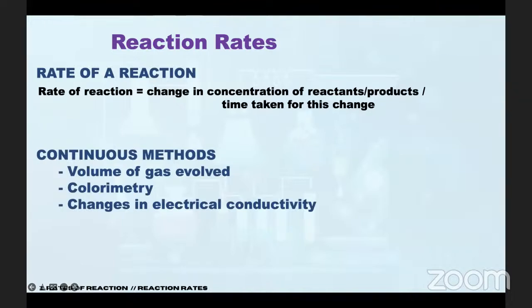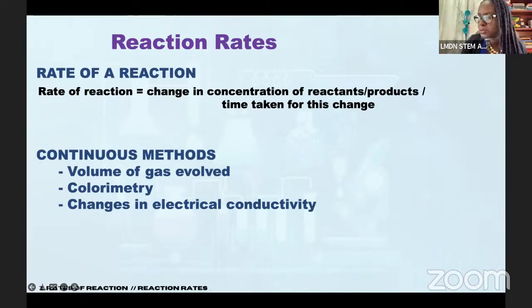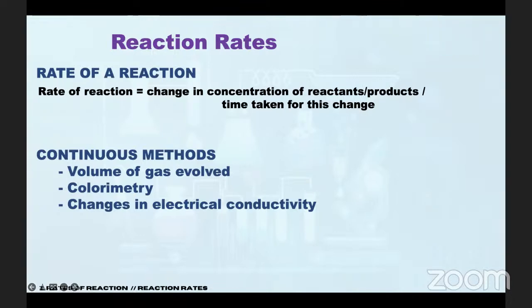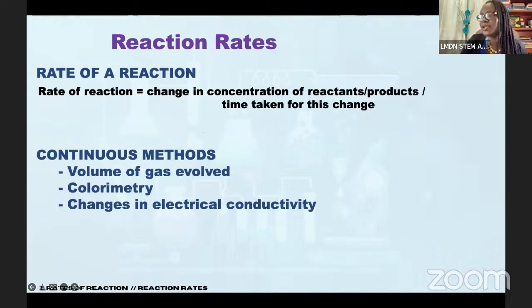Yes, I don't think we did an example for this, but Miss, like when you're doing titration, you can see the purple going back to clear to indicate when it's completely neutralized, right? Like when you're doing neutralization reactions, you can use that to determine whether or not it's neutralized, right?